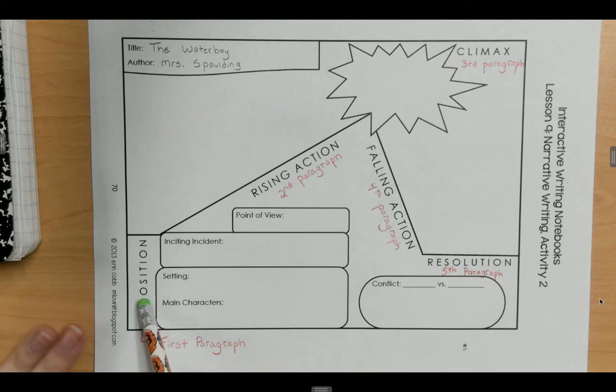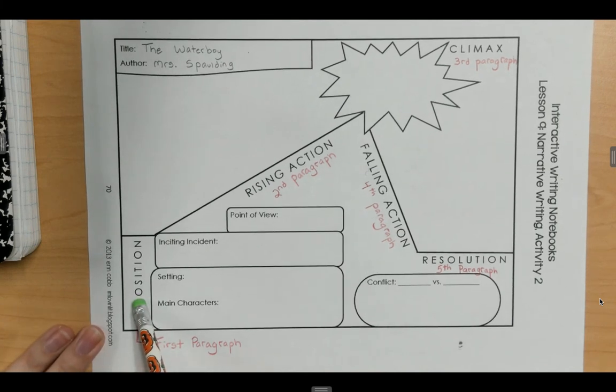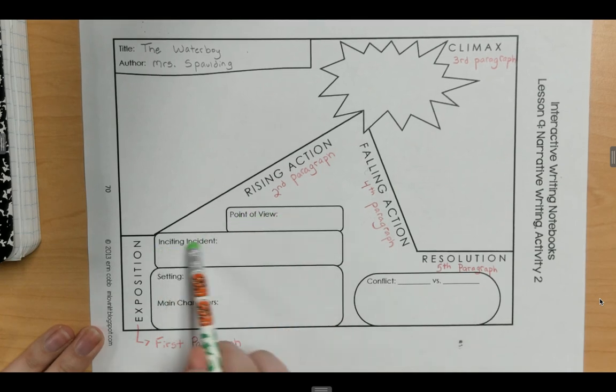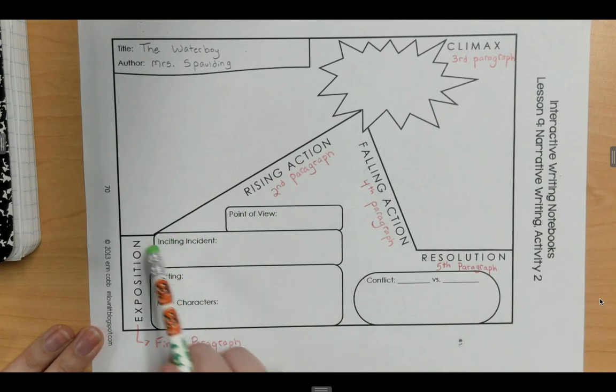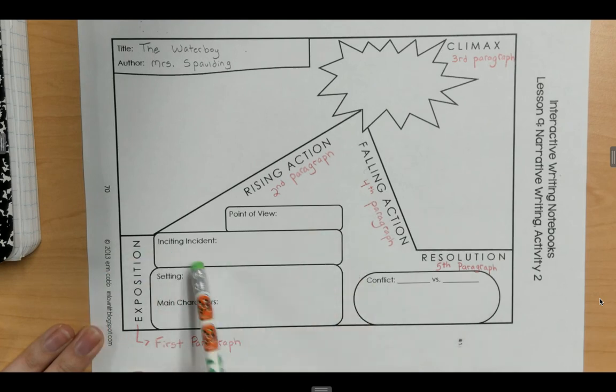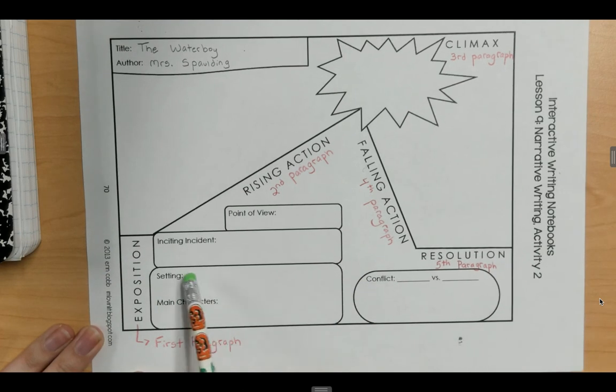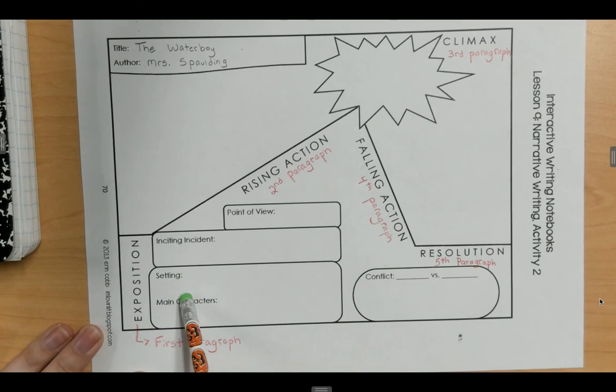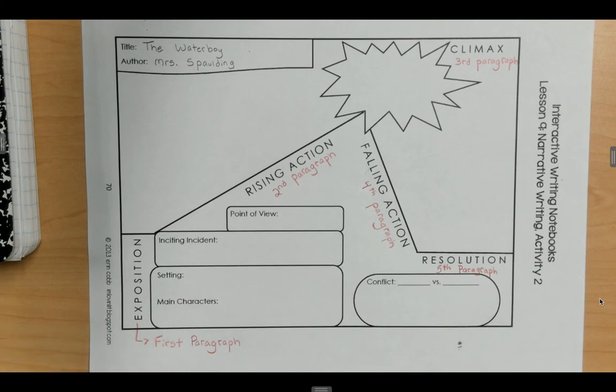So in our exposition, we have 4 things that are going to happen. So we have our point of view to choose, our enticing incident, the first thing that happens that starts the story, our setting, which is where and when the story is happening, and our main characters. Now in this section, please write small because we do have quite a few things to write in. All of our plot diagrams should look exactly the same, so please make your plot diagram look just like mine.